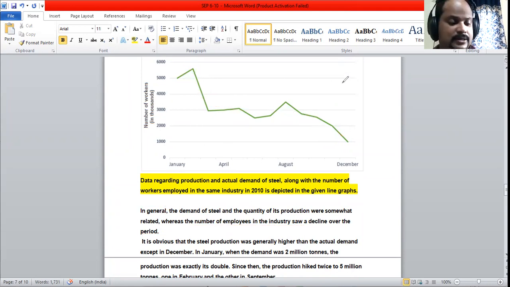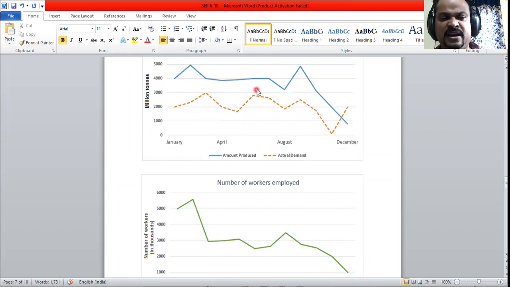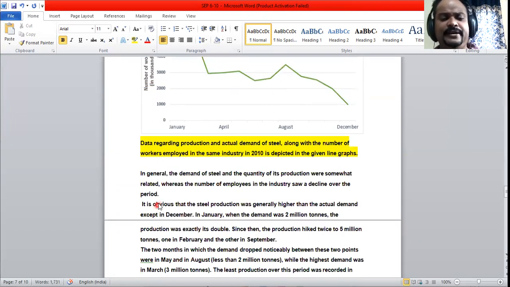In general, we can say that the other things are related. So what are those other things? Demand and production were somewhat related up to this point, so this is an exception. In general, if you see, demand and production are somewhat related, definitely over the period, from January to December.